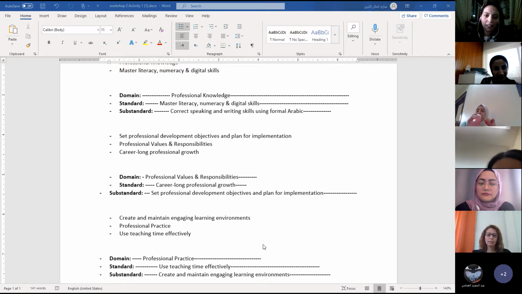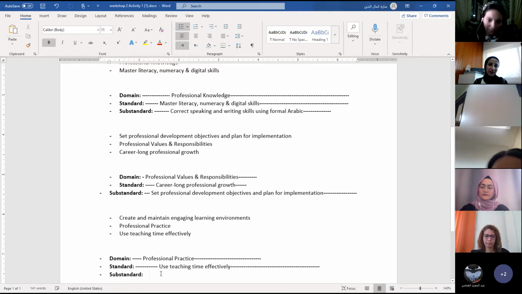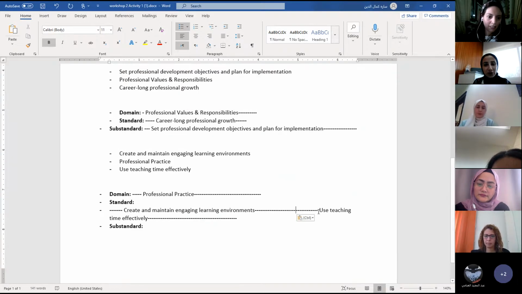When you have a correct engaging learning environment during the whole class, this includes ending your class on time, starting your class on time, and using teaching time effectively. Yes, we were right. Excellent. When I read it again, it made sense: to have an engaging environment is to use my teaching time effectively. Bravo, bravo. Okay. Now let's move together to the standards.